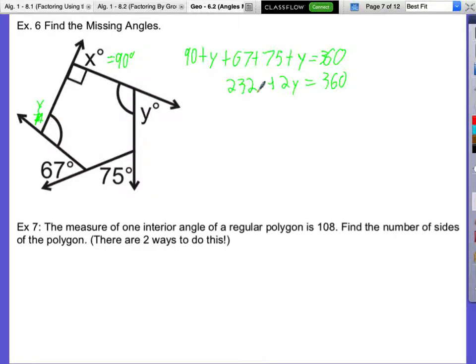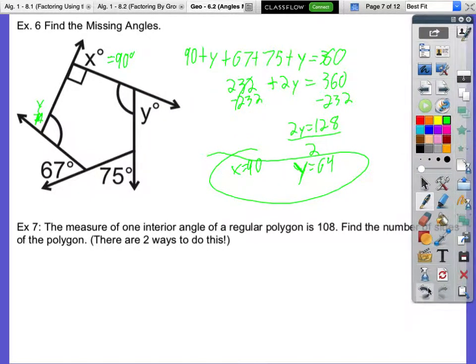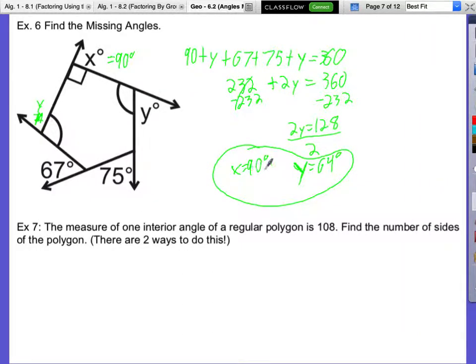Before we continue any further, are there questions on how we got here? Okay, Ian. 360 minus 232 would be 128. Then you divide it by 2 and it would be 64. And then they're both 64 on the exterior angles. Y'all good? So x is 90 and y was 64. Questions on how we got that?